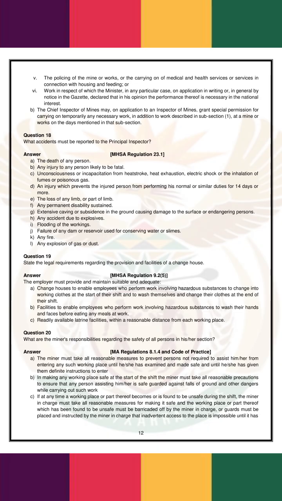Question 18. What accidents must be reported to the principal inspector? A. Death of any person. B. Any injury to any person likely to be fatal. C. Unconsciousness or incapacitation from heat stroke, heat exhaustion, electric shock or the inhalation of fumes or poisonous gas. D. An injury which prevents the injured person from performing his normal or similar duties for 14 days or more. E. The loss of any limb or part of limb. F. Any permanent disability sustained. G. Extensive caving or subsidence in the ground causing damage to the surface or endangering persons.